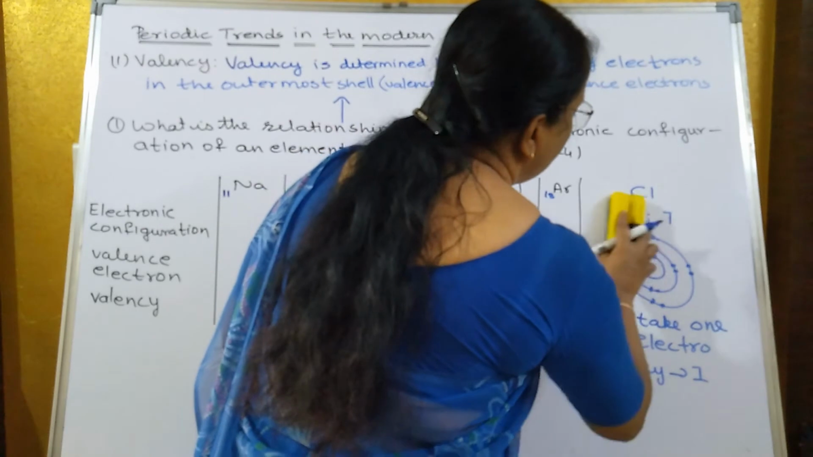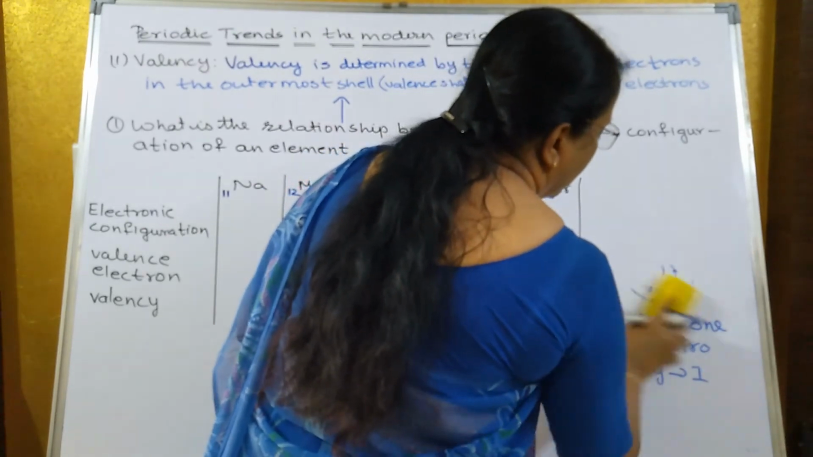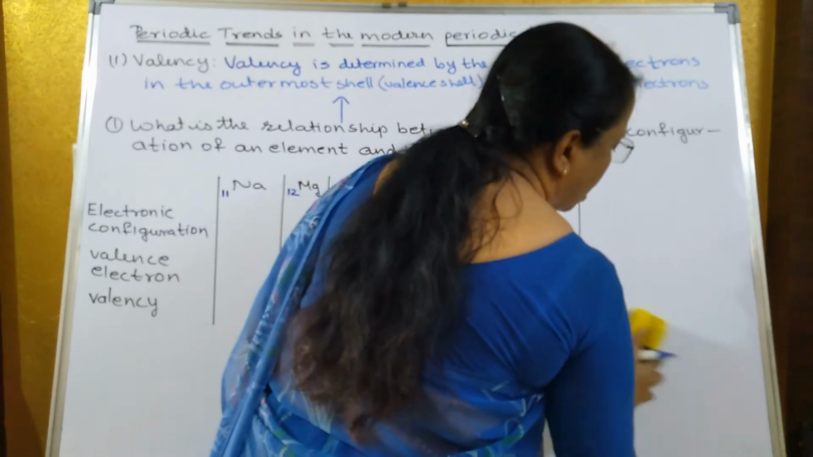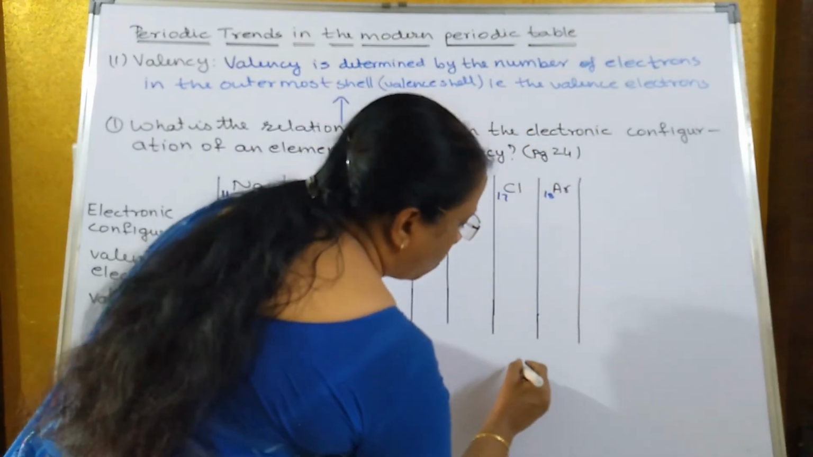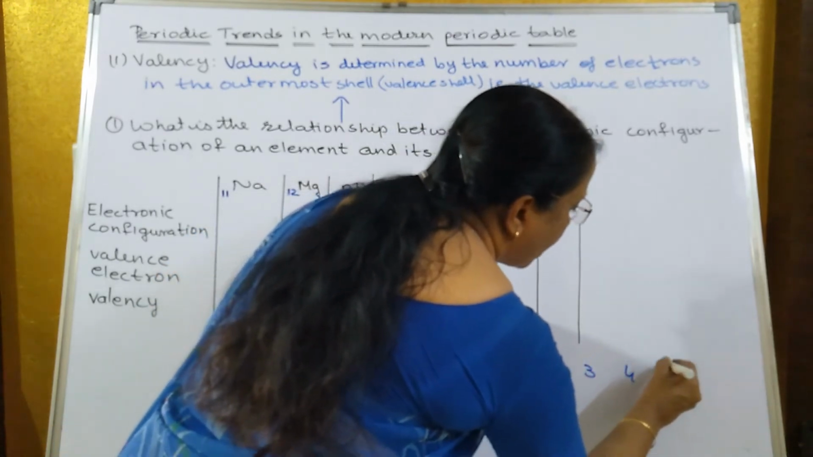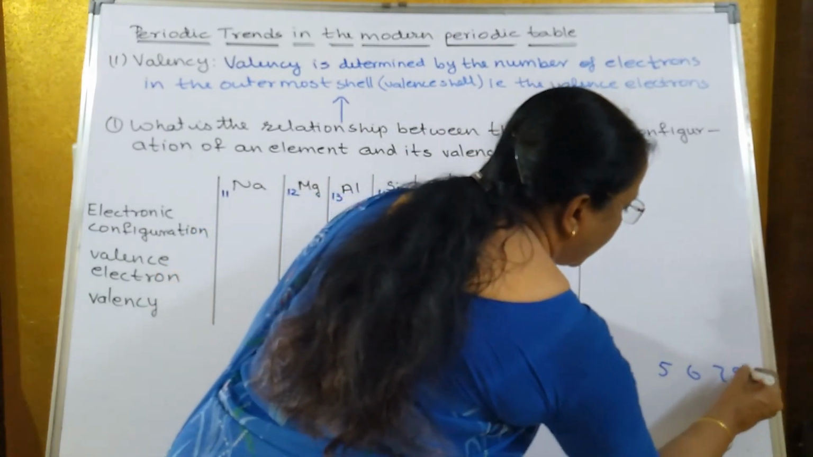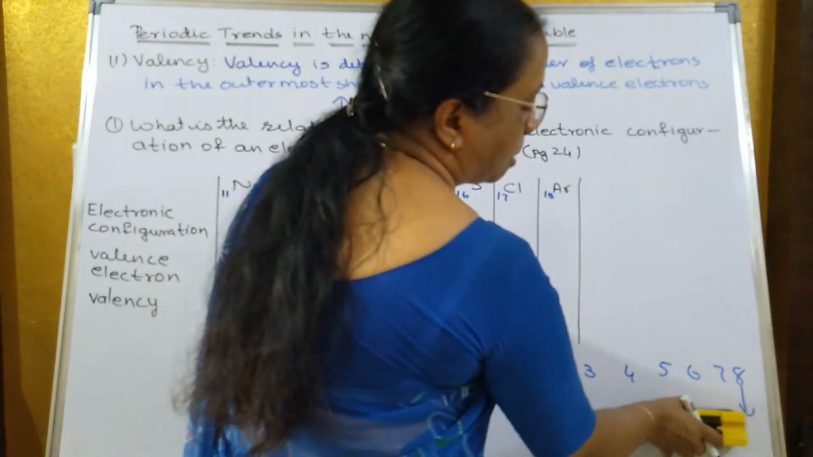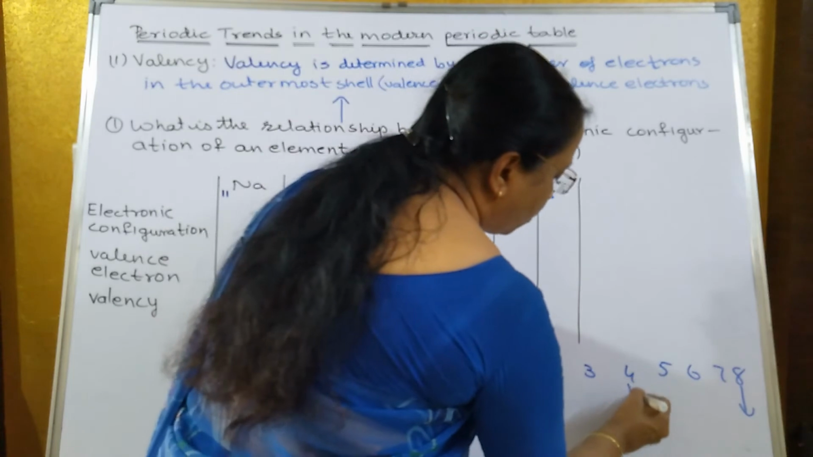Now, you know that there should be 8 electrons in the outermost shell. 1 2 3 4 5 6 7 8. The atom which has 8 electrons is completely stable. Which is the middle one? The fourth one is the middle one.